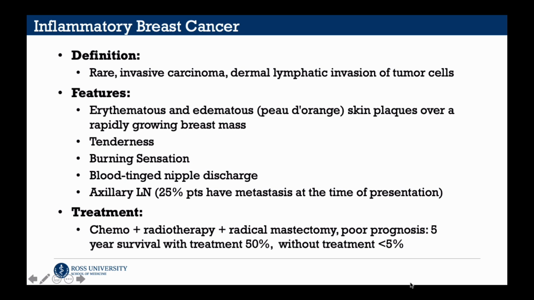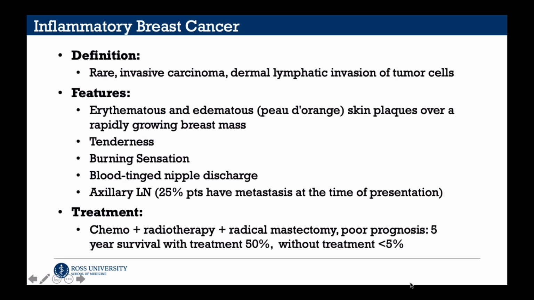Some features are erythematous and edematous skin plaques over a rapidly growing breast mass. Tenderness can be seen, burning sensation, blood-tinged nipple discharge. Lastly, axillary lymph node. Breast cancer would have metastasized in 25% of patients who present with axillary lymph node.